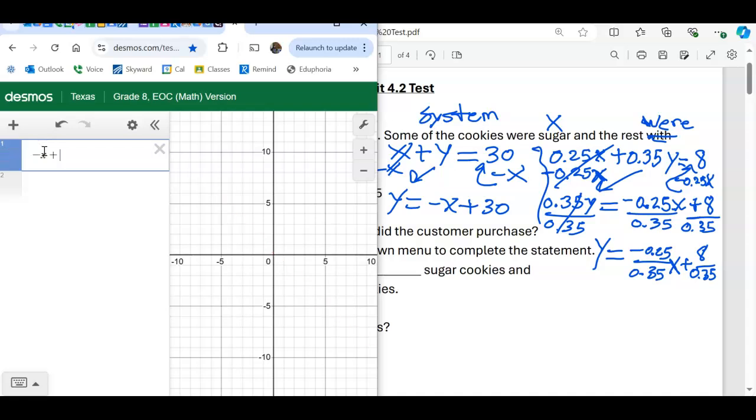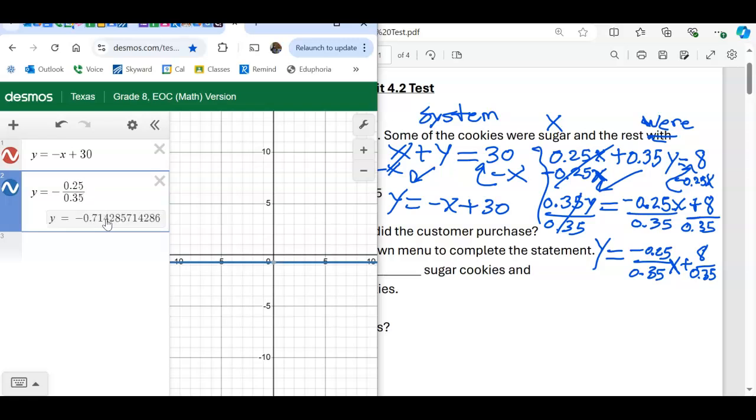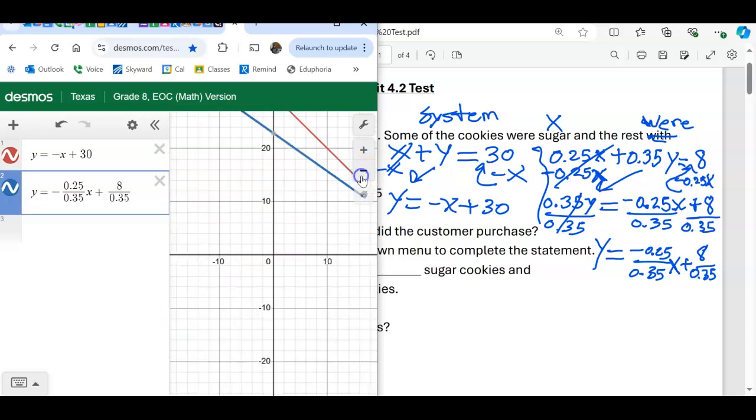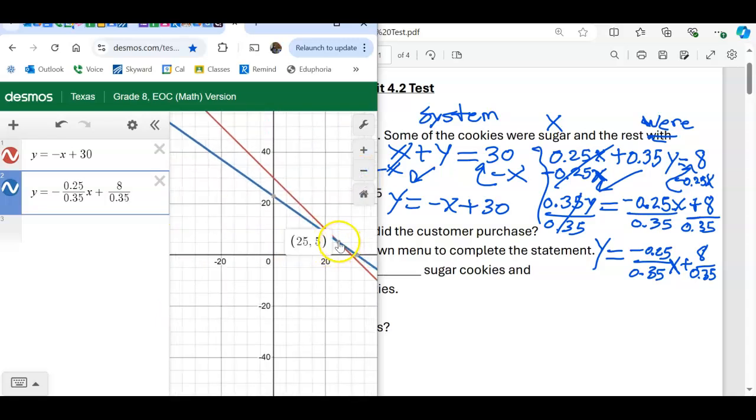Negative x plus 30. All right. And then our other one is y equals negative 0.25 on top, 0.35 on the bottom, x plus 8 divided by 0.35. Now, these are both y equals. They should show up here. So if you don't see it, you've got to zoom out. And there it is. Boom, 25, 5.